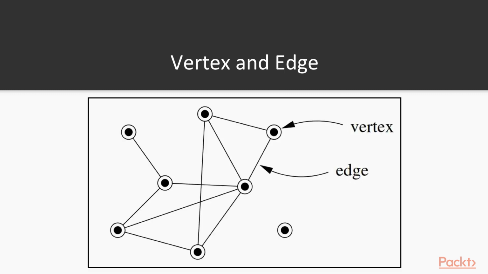In this example, we can see exactly what a vertex is and what an edge is. We can have a vertex that is not connected to any other vertex. Every graph can have a subgraph and connected components. We will be looking at those concepts in the next sections and videos.